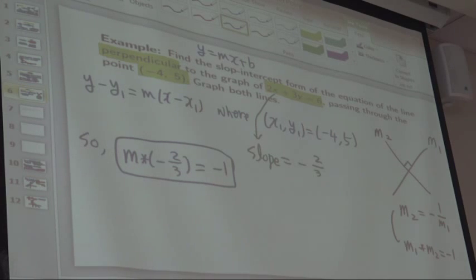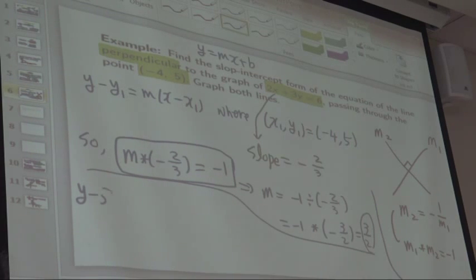m1 times m2 equals negative 1, which is our new slope m times the slope of the given line equation, which is negative 2/3, equal to negative 1. To get m, we have to divide by negative 2/3. So negative 1 divided by negative 2/3 is negative 1 times, we flip that, negative 3/2. And negative makes positive, so positive 3/2 is the slope. Then we have y minus y1 is 3/2 times x minus x1. And this is the line equation.